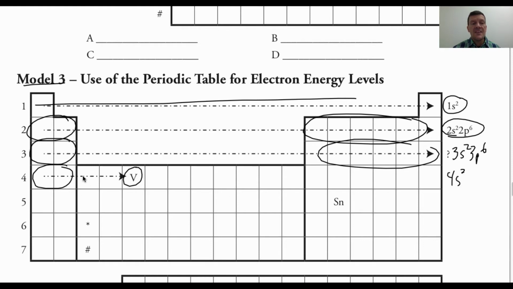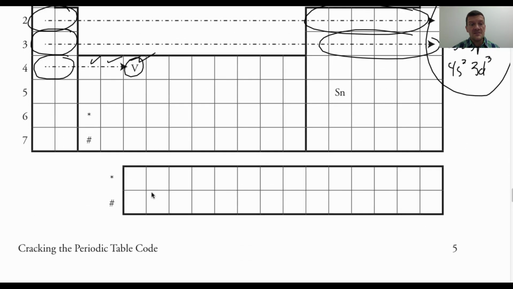and then I go 3 deep into the D. Remember, D is 1 less than the row number, so this would be 3d, and I go 3 deep into that, so 3d3. All of these combined together will give me the electron configuration for vanadium. Not bad, huh?